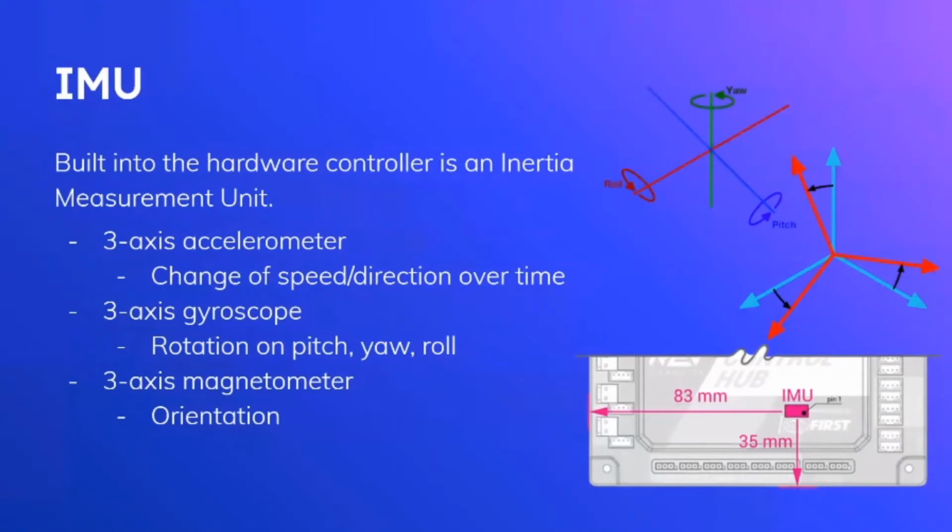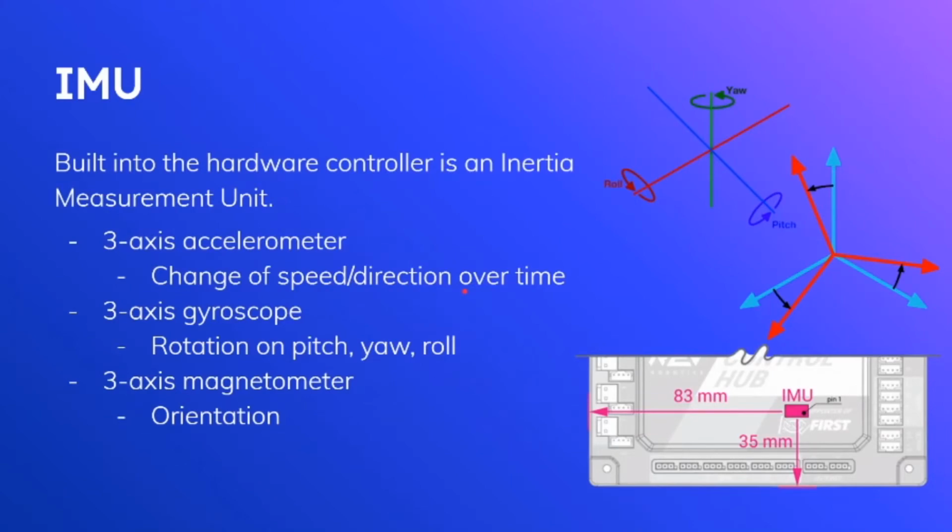In our control hub and expansion hub, we have an inertial measurement unit, or IMU. It actually consists of multiple sensors. One of the sensors it has is a 3-axis accelerometer. When you think of acceleration, you usually think of increasing speed, but acceleration has more to do with the change of speed over time or direction. So you're able to get information about that.